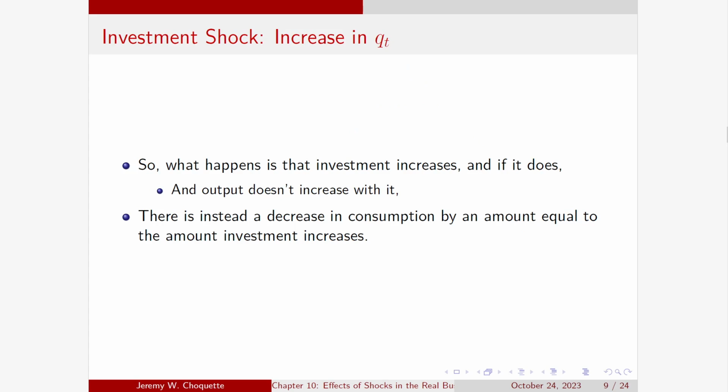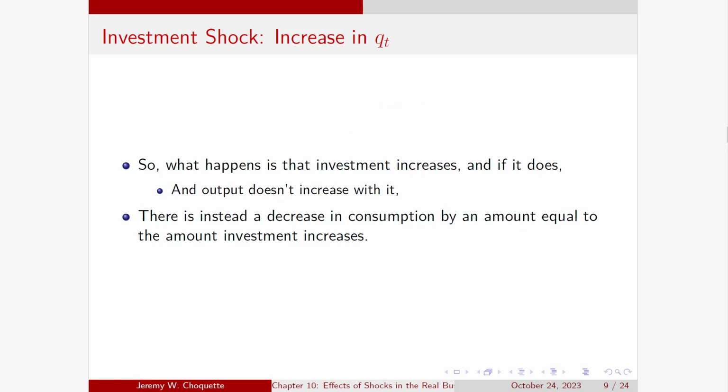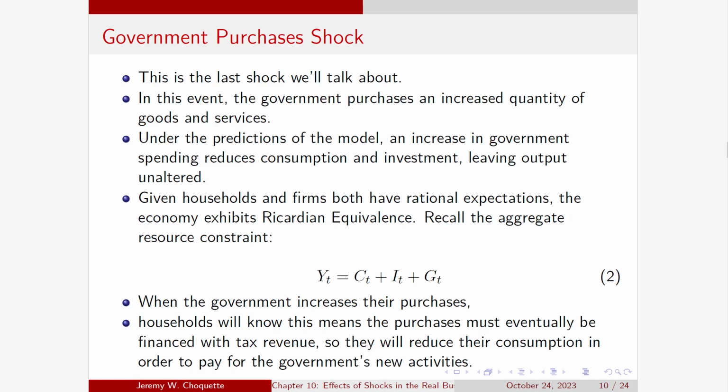So what happens is that investment increases, and if it does, output's not going to be increasing with it. So if we get this shift in aggregate demand, and investment is increasing but output's not changing, when you look at that resource constraint, Y equals C plus I, if I is increasing and Y doesn't change, what has to happen? Well, C has to fall. Consumption has to fall. So there's a decrease in consumption by an amount equal to the amount that investment increased by.